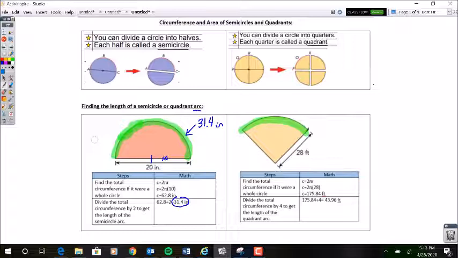Again, since this would be the radius of an entire circle, like if I wanted to have an imaginary rest of the circle here, 28 would be the radius of that circle. So I did 2 times pi times 28, so I got the circumference of what the whole circle would be, and then I divided that by 4 because I only had a quadrant. So then I got my length of the arc, which is 43.96.